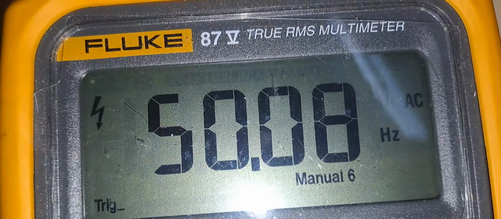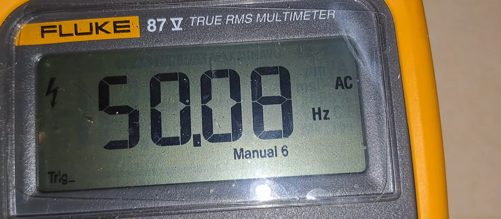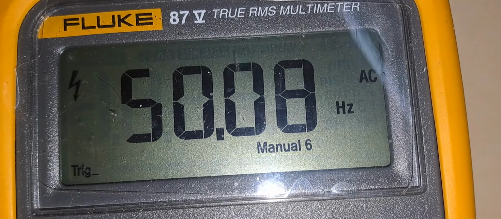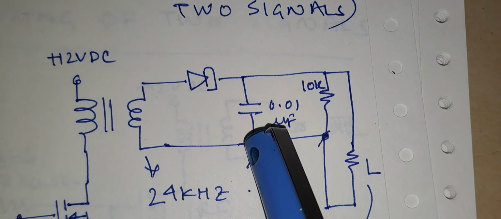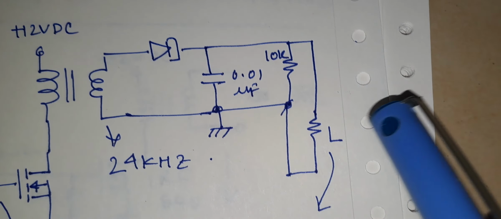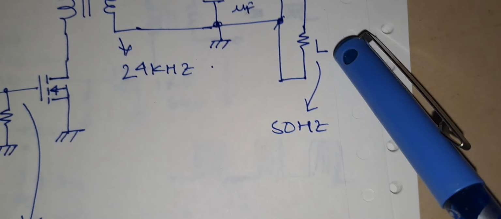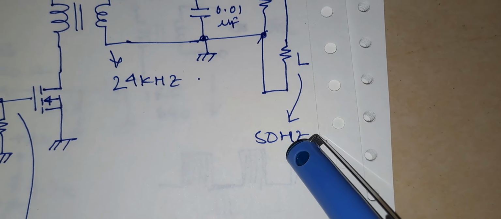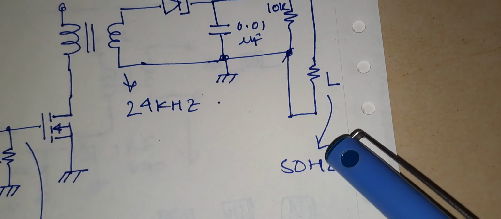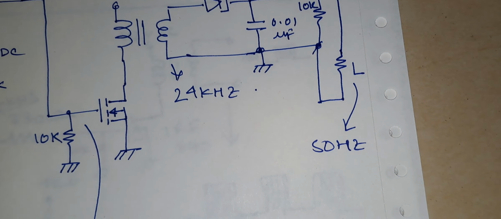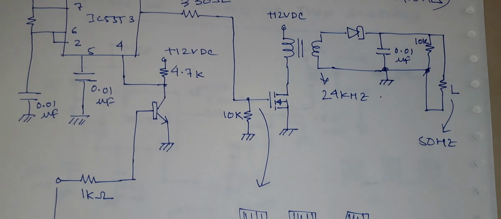So we can see here I am getting a frequency of 50 Hz. The modulating signal is coming back after demodulation. On the circuit, you can see this is my demodulator, the Schottky diode, the capacitor and the resistor, and here comes the load. Finally, here we are getting 50 Hz. We injected 50 Hz here, and we are getting back 50 Hz here. So this is how modulation and demodulation is working.